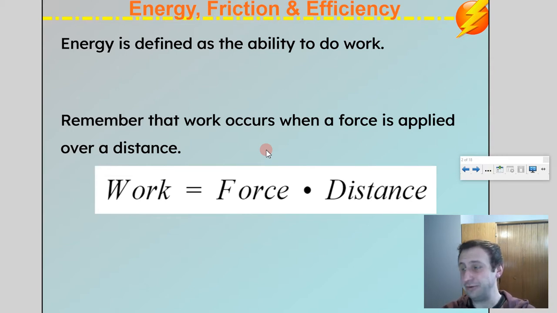And that energy could be because something is moving, or it could be because of state or position. A lot of different factors can come into this. So let's take a look and learn more about it.